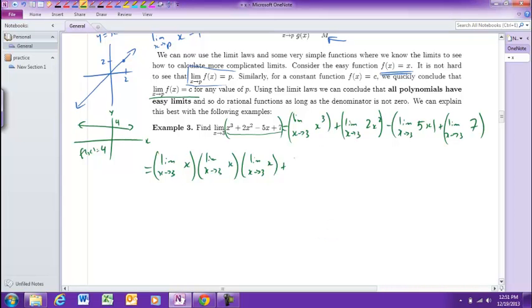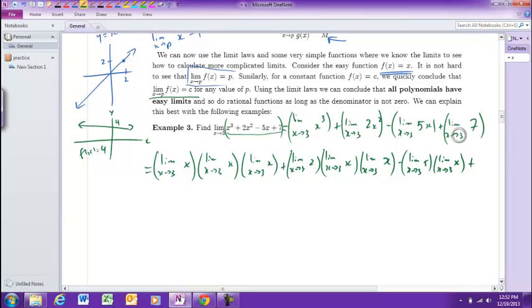And then the 2x squared, that's the limit as x approaches 3 of 2 times the limit as x approaches 3 of x times the limit as x approaches 3 of x, minus the limit as x approaches 3 of 5 times the limit as x approaches 3 of x. Now this one is actually easier.